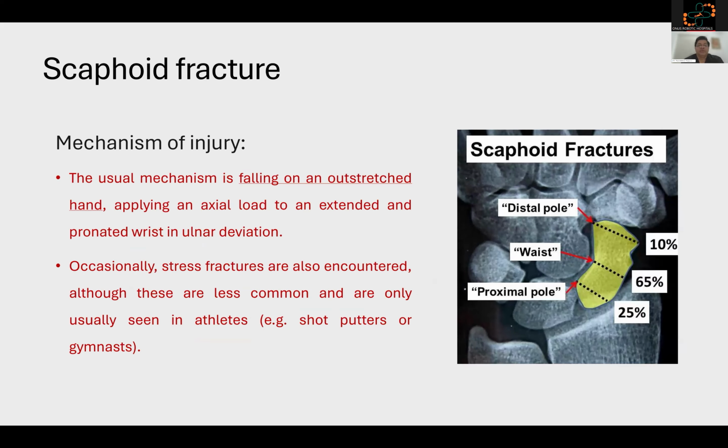Mechanism of injury: how do you fracture your scaphoid? The usual mechanism is a fall on the outstretched hand, applying an axial load to an extended and pronated wrist in ulnar deviation. Occasionally, stress fractures are also seen in sportsmen like gymnasts and in athletes like shot putters.